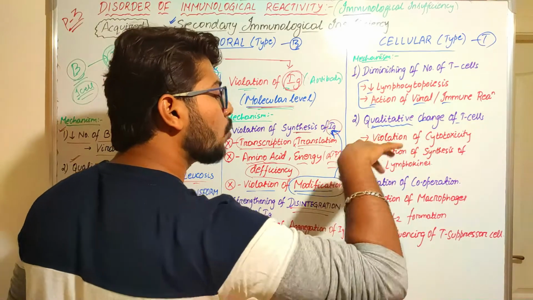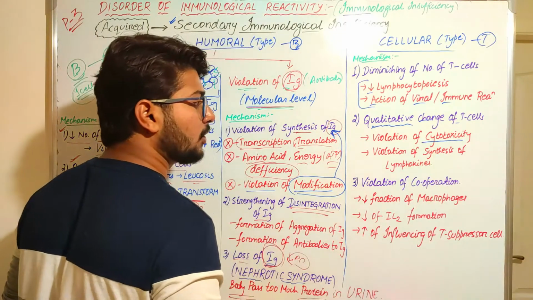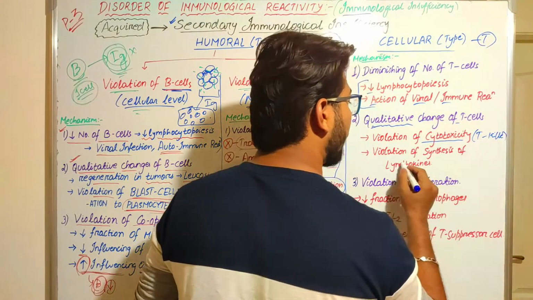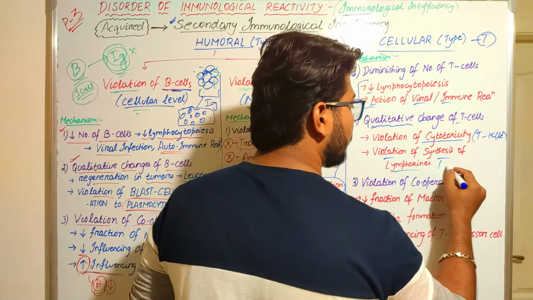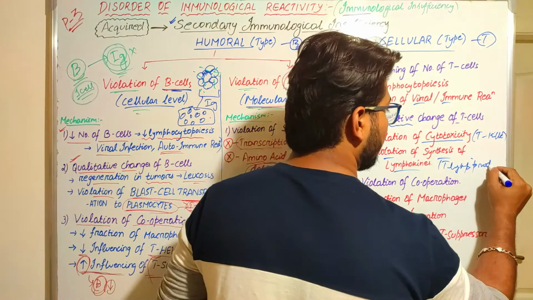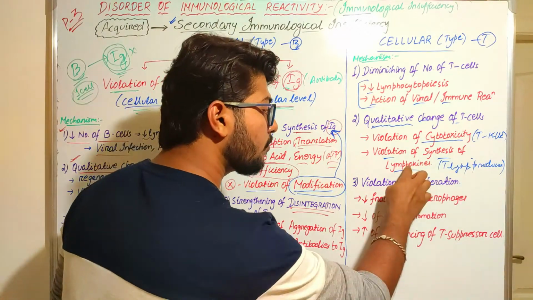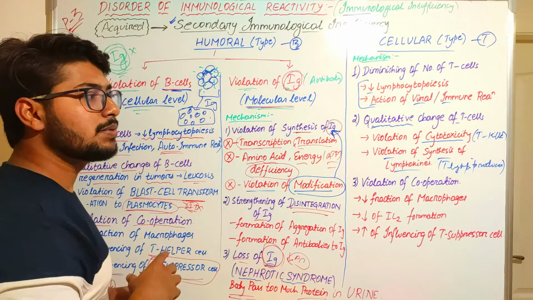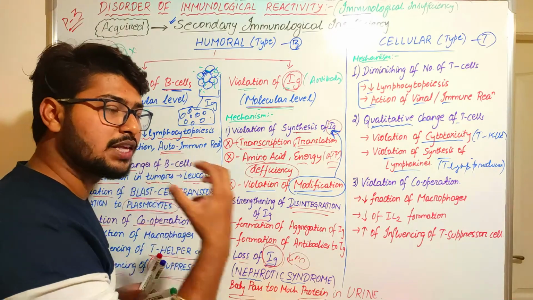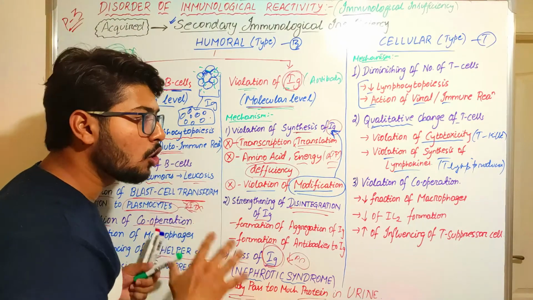If there is a change in the quality of the T cells, when does it occur? Violation of cytotoxicity by T killer cells, and violation of synthesis of lymphokines by the T lymphokine producer cells. The T lymphocytes responsible for the formation of lymphokines, if their synthesis is violated, then their quality will change, or the quality of the response of T lymphocytes will change, and cellular immunological reactions will not take place.